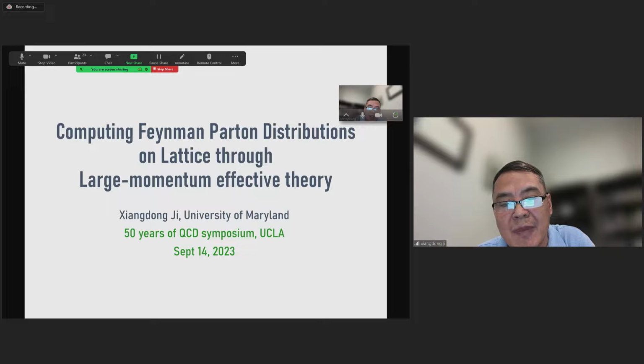So I'm going to talk about an old subject, older than QCD itself, but also dirty. And so now it falls into the domain of nuclear physics. I try to bring some elegance to this topic. That is, how to compute the Feynman Parton distribution on the lattice through a large momentum effective theory.